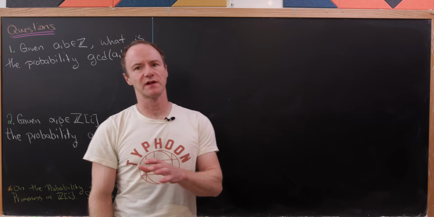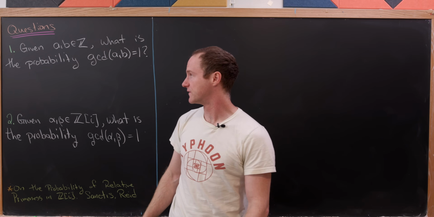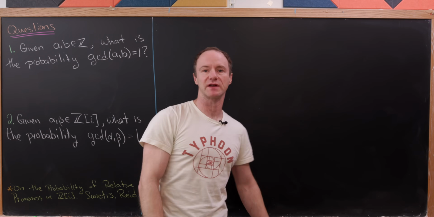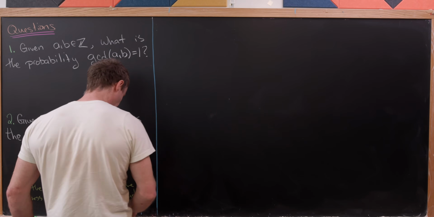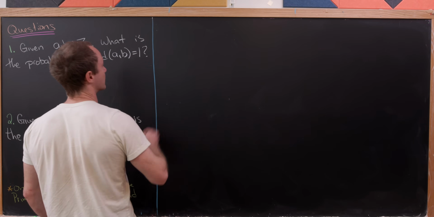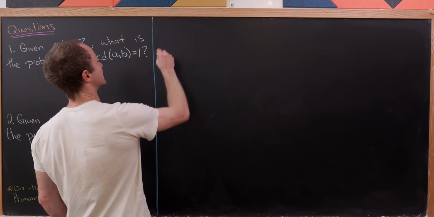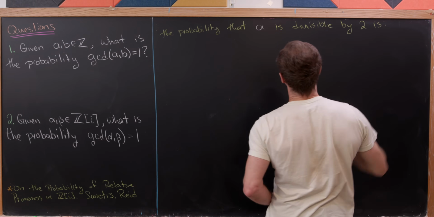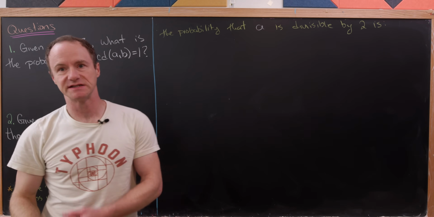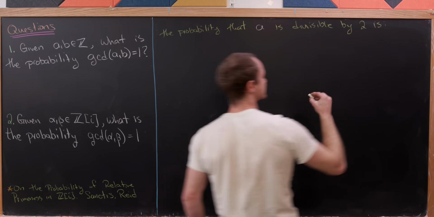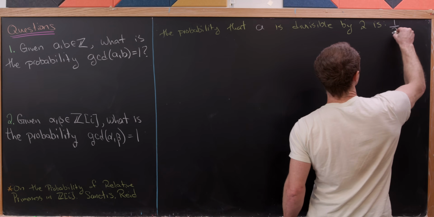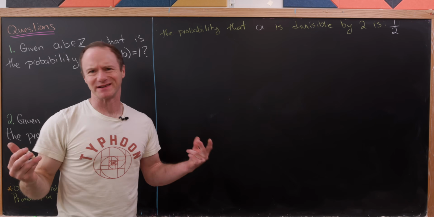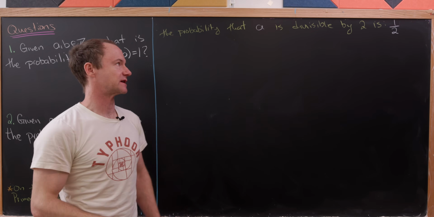So let's start with a little exploration of this problem, and then I think we'll be able to write down this probability pretty easily. I'd like to start with the following observation, which is pretty straightforward: the probability that a, an integer, is divisible by 2 is, I think we can easily say, 1/2, because half of the integers are even.